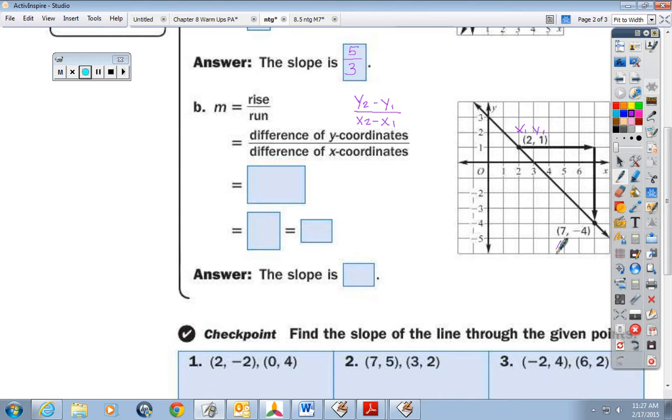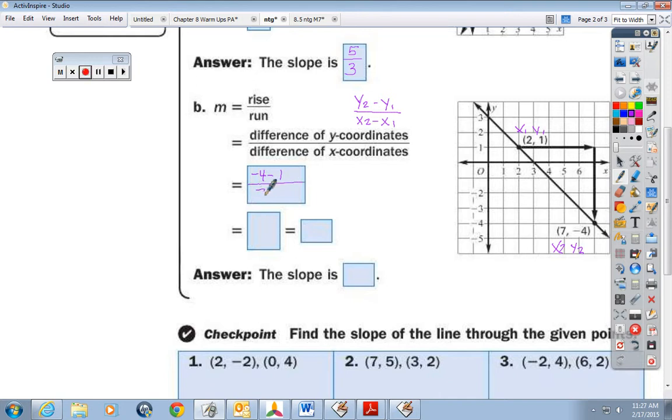So now, what number am I going to write first up here? Which number did I label as y2? Minus, which number did I label as y1? 1. Now, which number did I label as x2? Minus, which number did I label as x1?